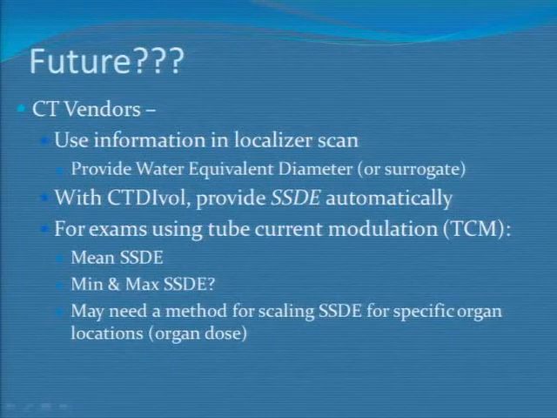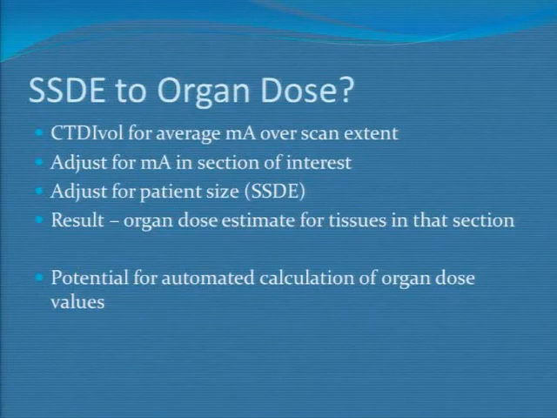We'd have to be able to scale CTDIvol appropriately for these different sections, which might be one of the trickier parts. And this might be maybe a smarter way to go after those organ dose values, as opposed to some sort of primitive geometric models. So you'd have to scale it and still keep track of exactly where you are through the localizer if that was ever going to work.